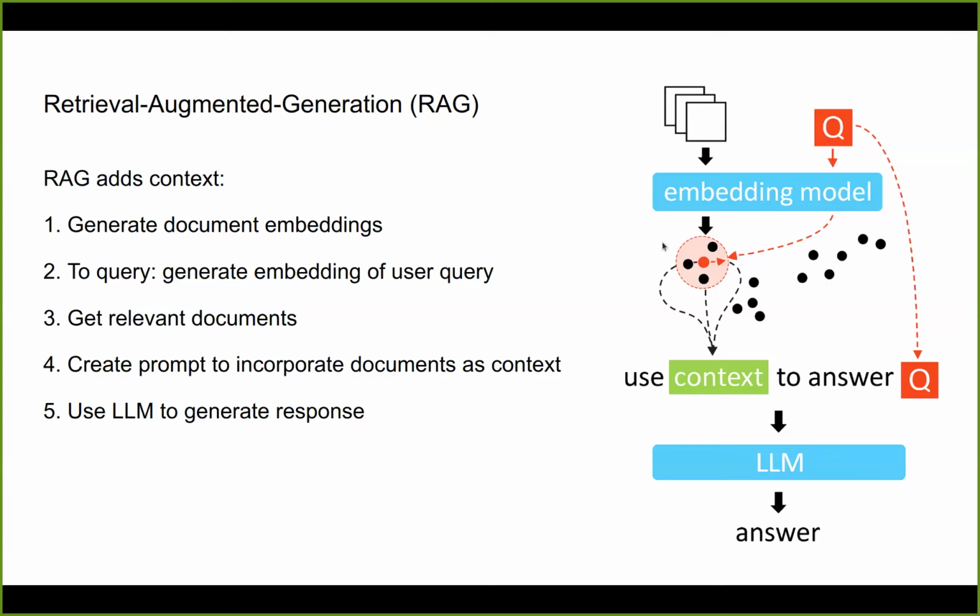So this whole process, people name it as RAG, Retrieval Augmented Generation. Basically, it generates document embeddings at first. Then to query that, we generate an embedding of the user query, get relevant documents, create a prompt, which is given that specific context, and use the LLM to generate the response. Does it make sense?